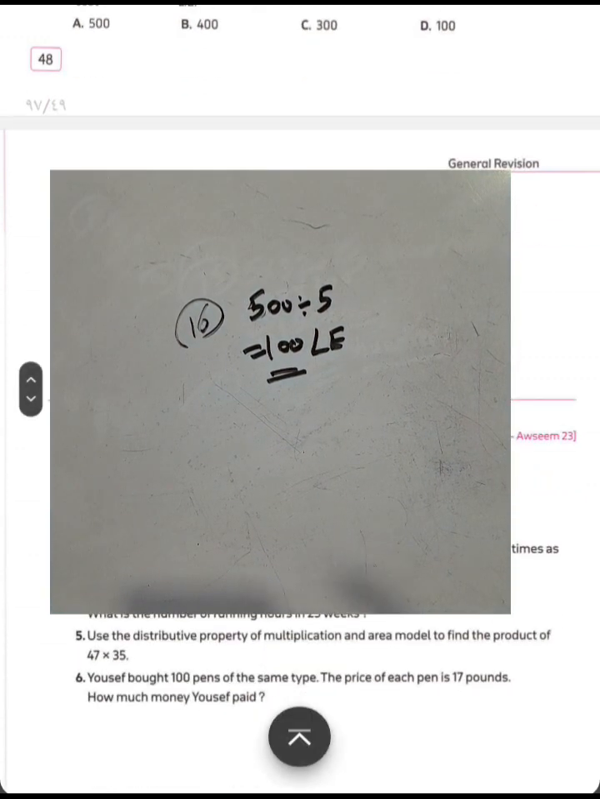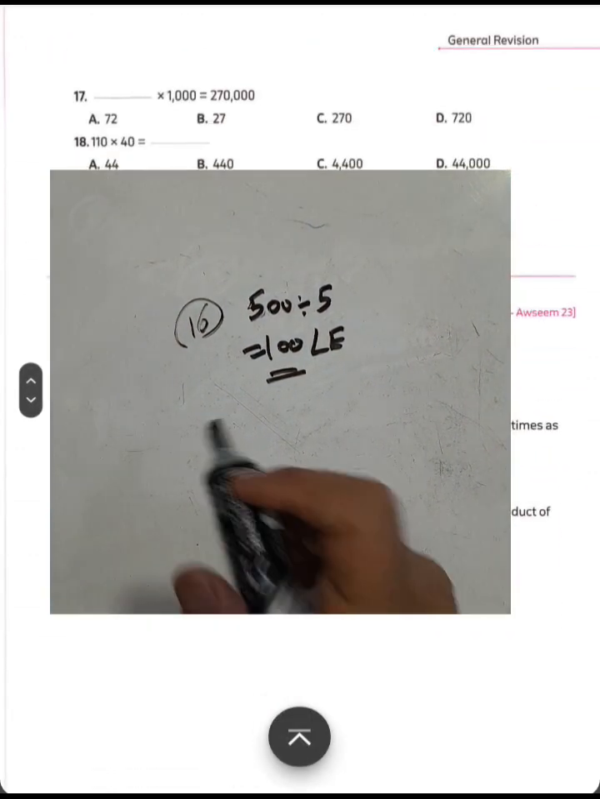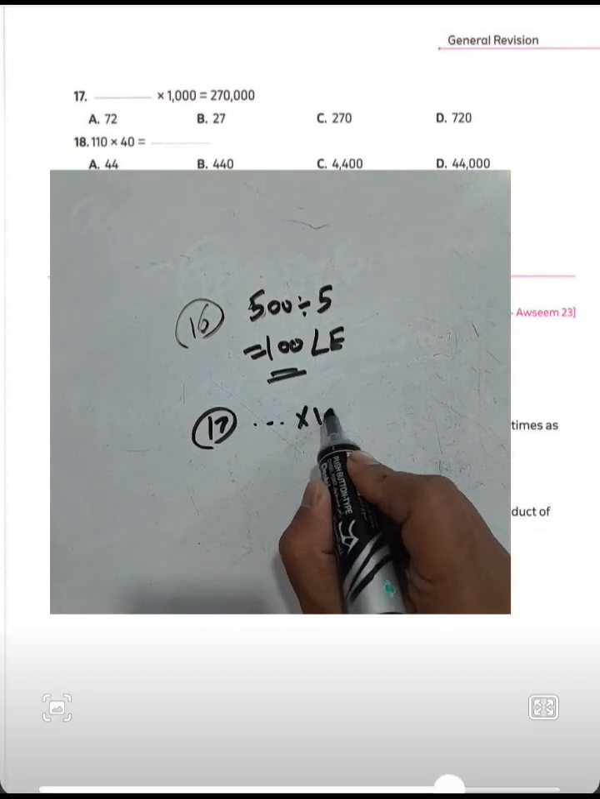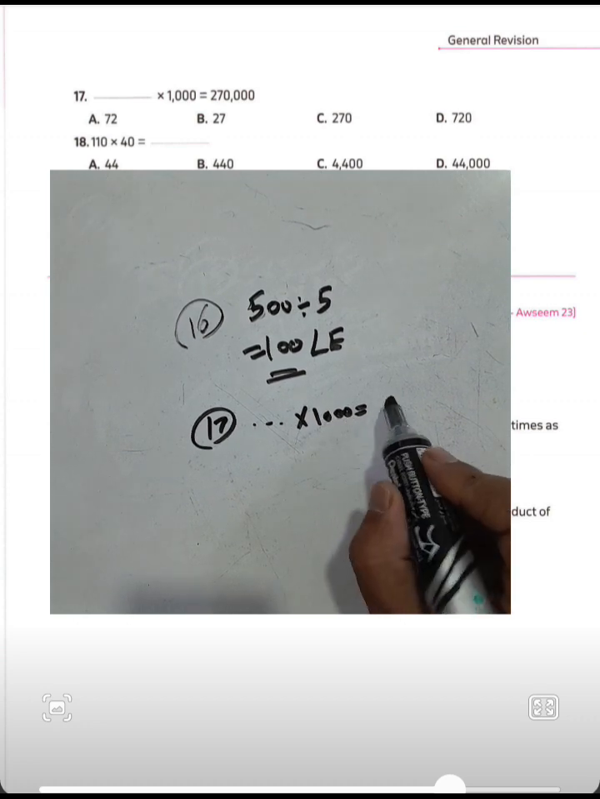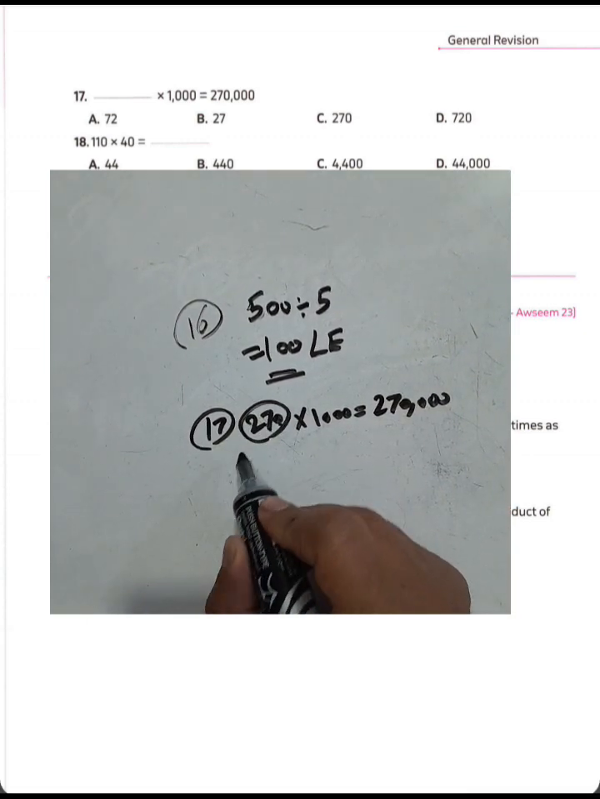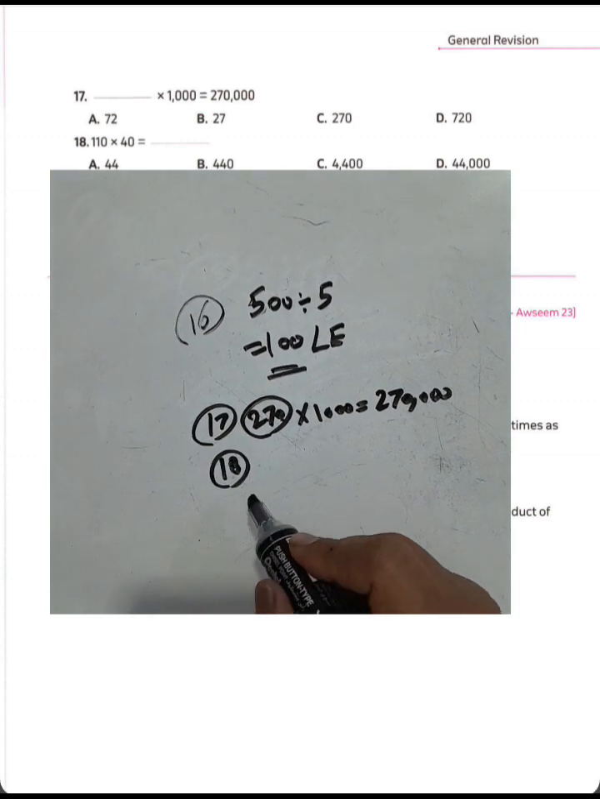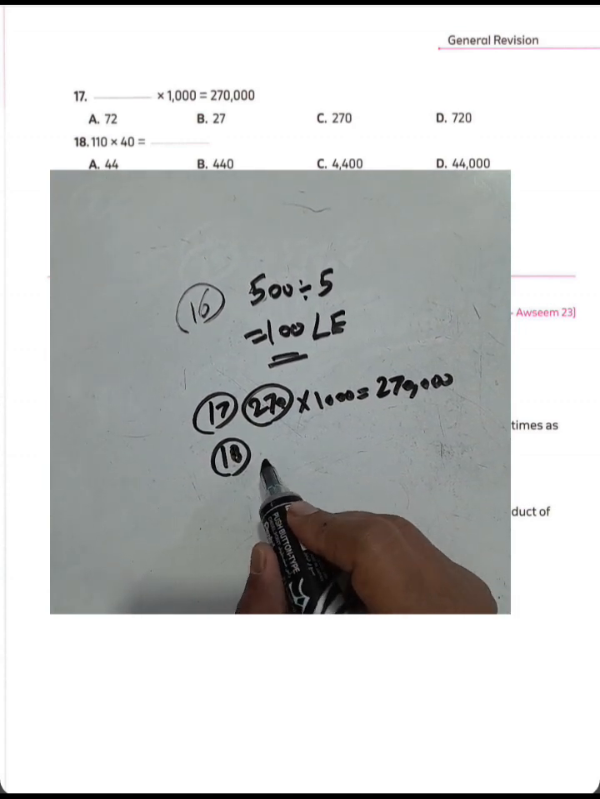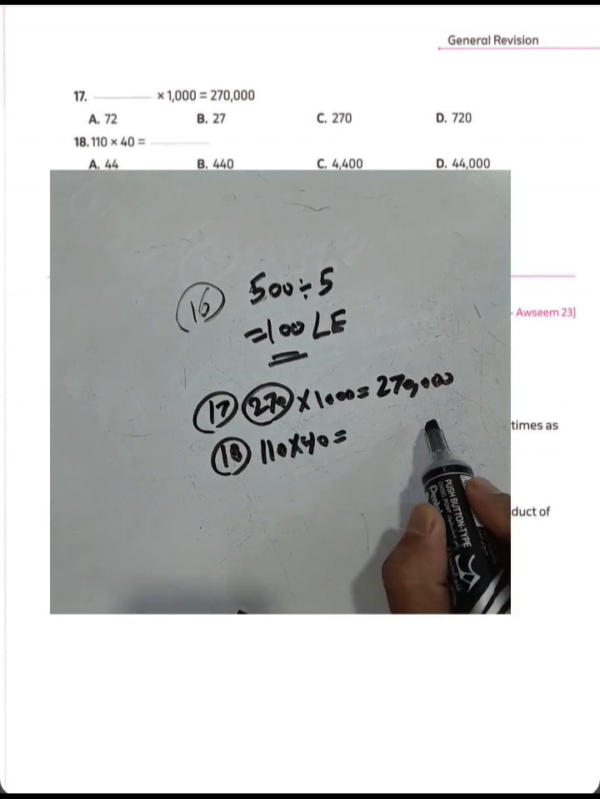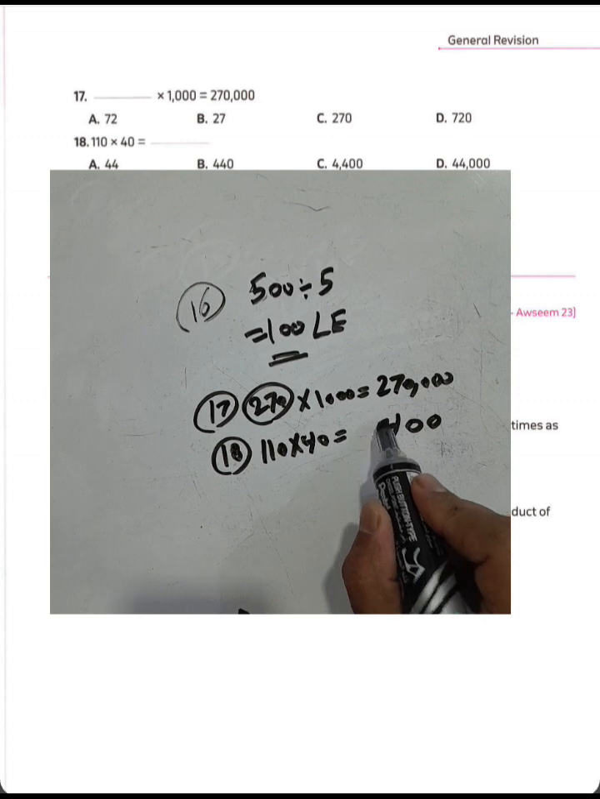Question 17. Space times 1,000 equals 270,000. We can find the number by using division. The result will be 270. Question 18. 110 times 40 equals what? Write 00, and 4 times 11 equals 44.